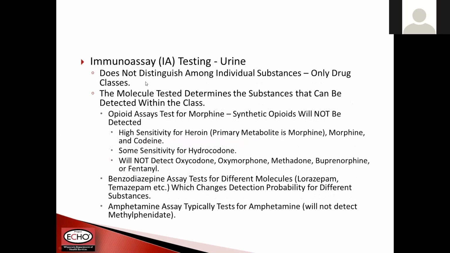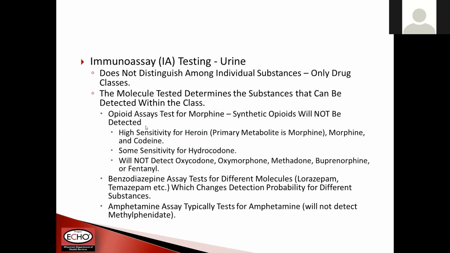The use of an immunoassay does not distinguish among individual substances. This is important. So when you see someone that tests positive for opiates, it doesn't tell you what opiate, whether it's morphine, heroin, codeine, or hydrocodone. It really doesn't tell you what substance is in their urine. It just tells you they tested positive for opiates.